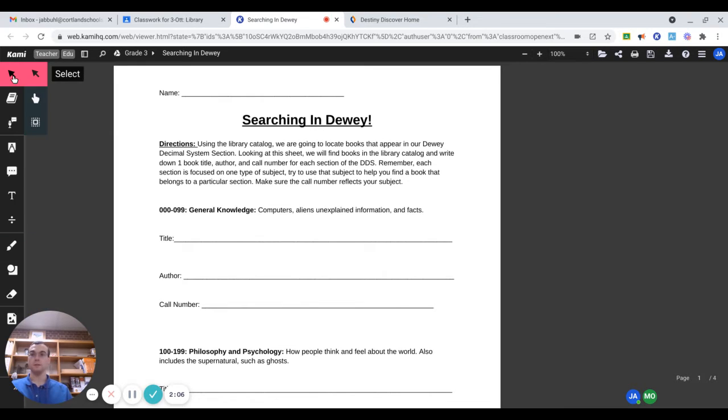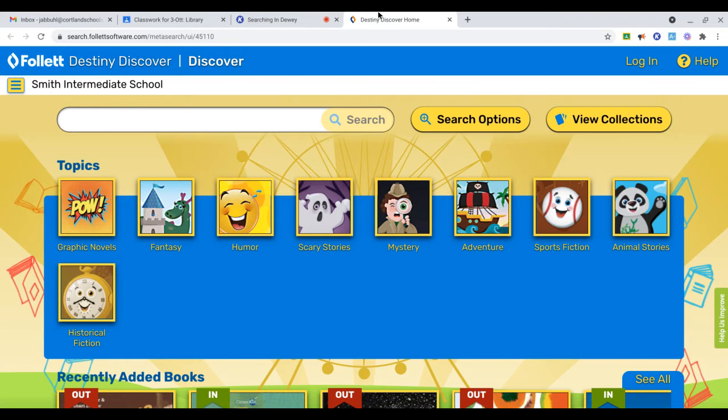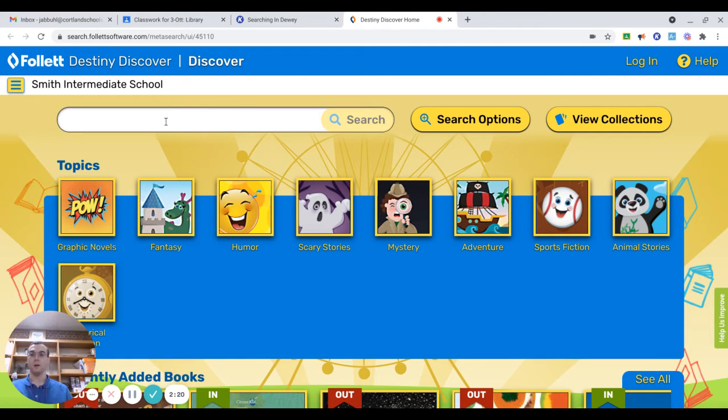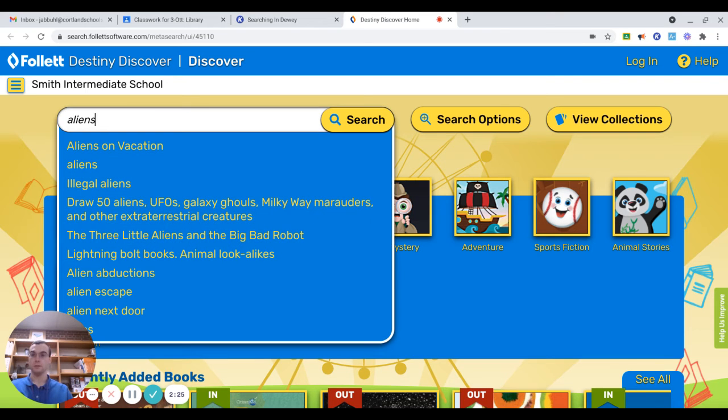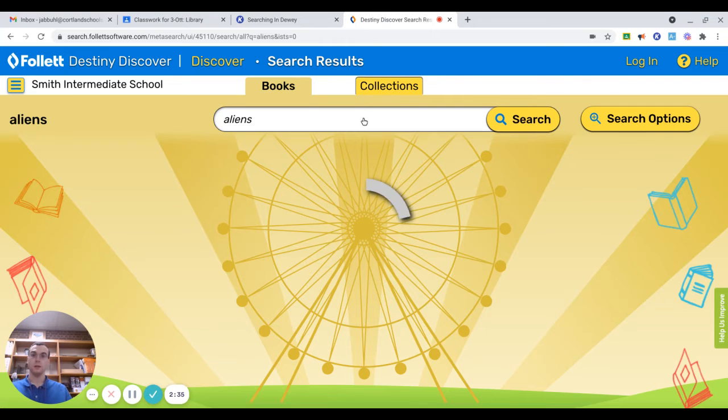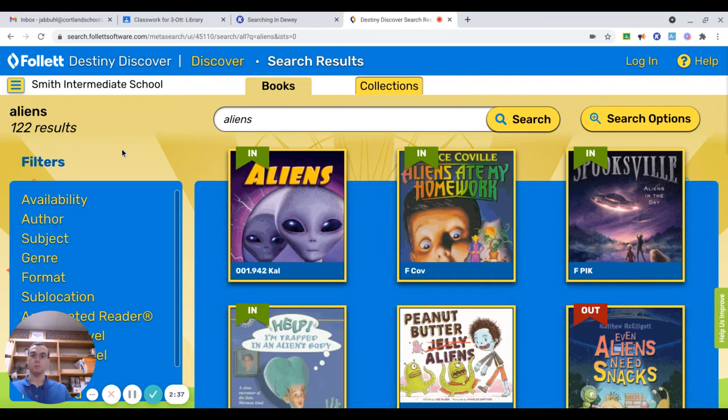Now, if I want to try aliens, and maybe I'm having trouble spelling something, I could highlight it like so, and hit Control C on my keyboard to copy. And in another tab where I have my library catalog open, I click in and hit Control V to paste. After I have my subject that will relate to the Dewey section I'm looking for, I can see the search results.